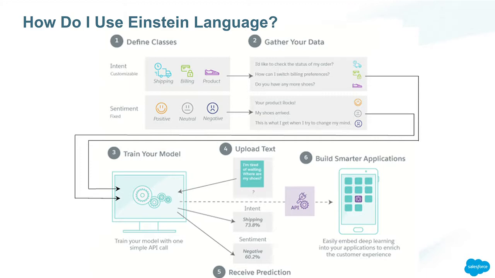Provide, again, a sufficient amount of data to be able to train the system to classify for the specific classes that you use in your application. Train models, and then you send in any future requests which may not exactly be aligned with what you've already trained for. So here, the request, I'm tired of waiting, where are my shoes? It's coming back with a 70% probability that this is a shipping-related question, and obviously the sentiment here is negative.